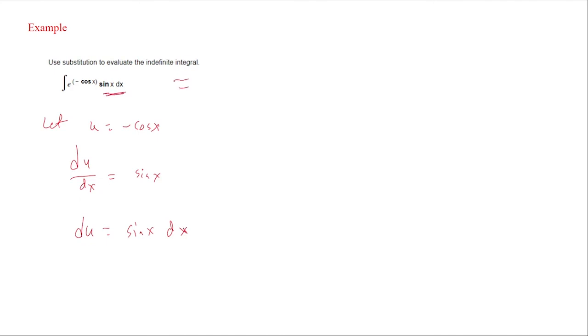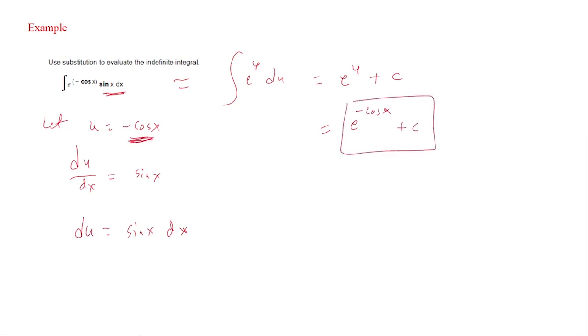So this problem now becomes e to the power u du. This is a simple integration problem. The integration of the exponential function e to the power u with respect to u is actually e to the power u itself plus c. Plus c is there because of the indefinite integral. So e to the power u, we need to replace the value of u using this value, which is e to the power negative cosine of x plus c. So that is our final answer.